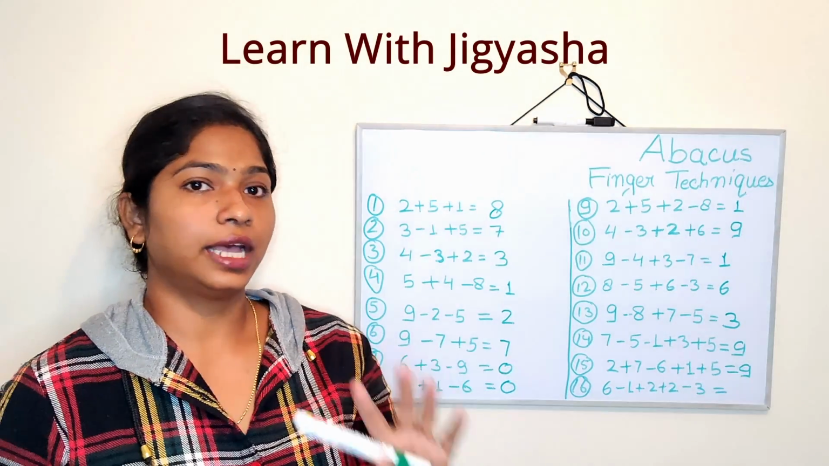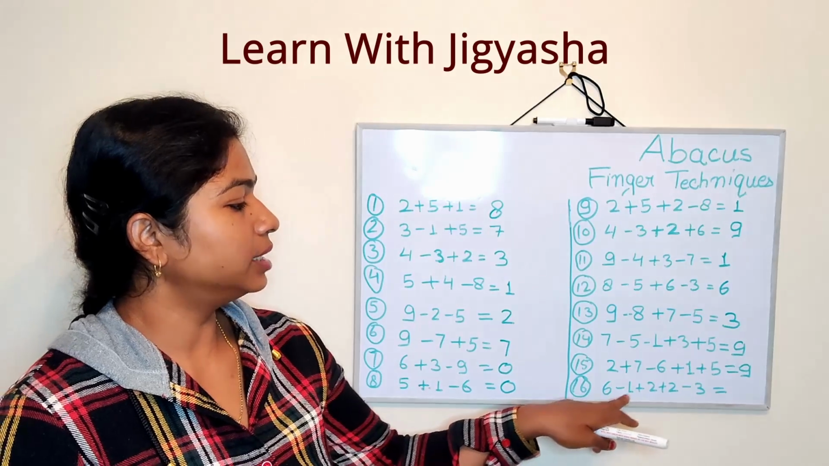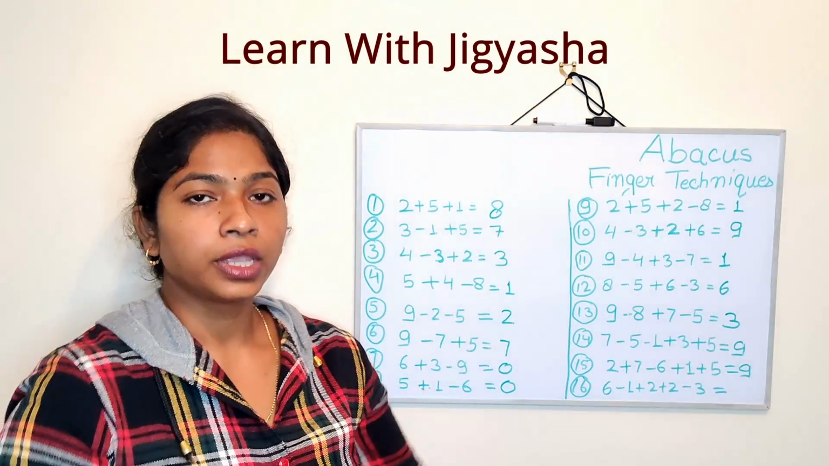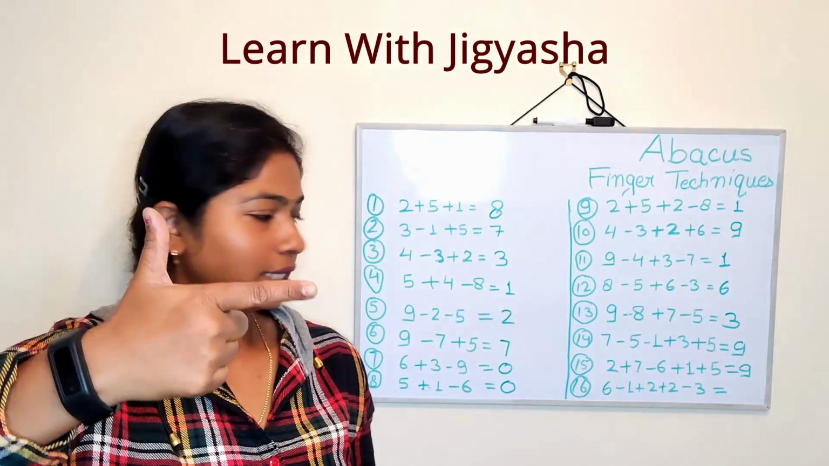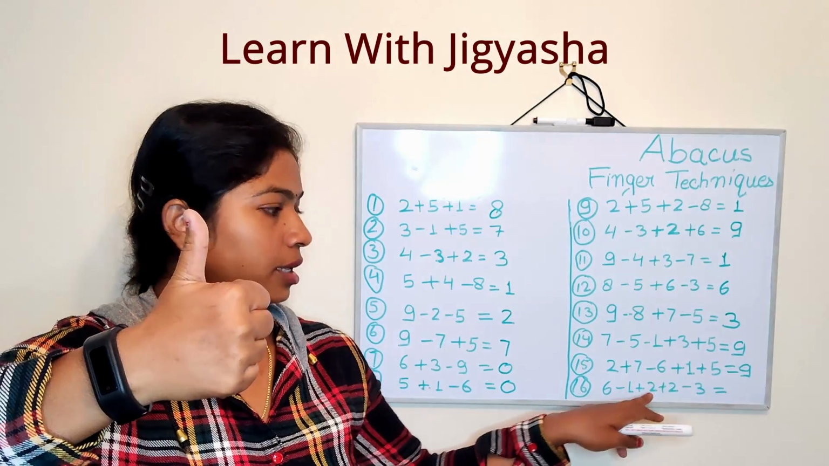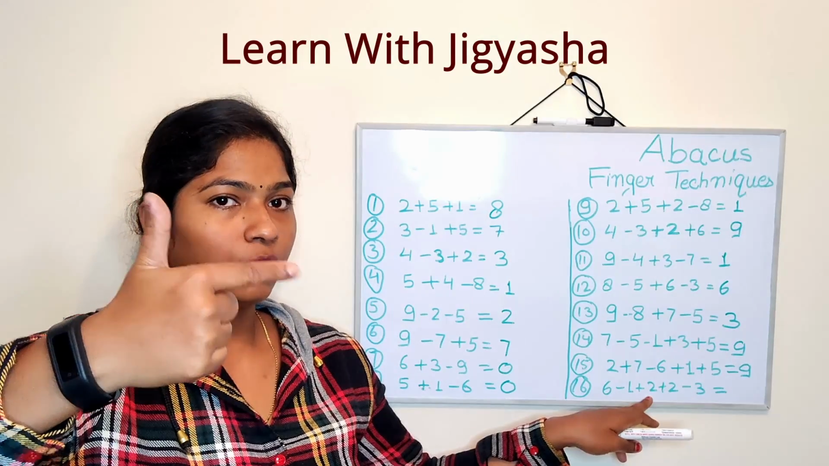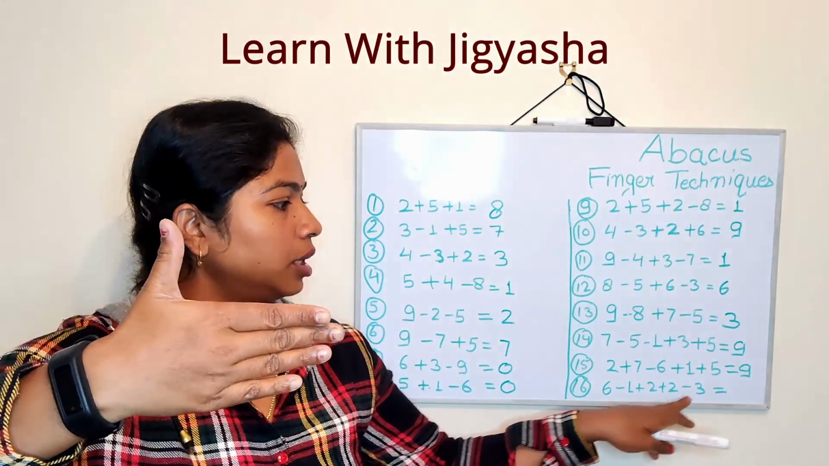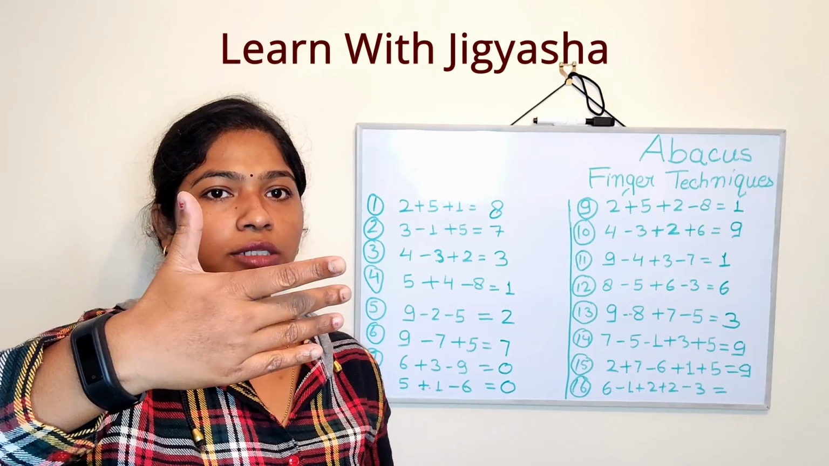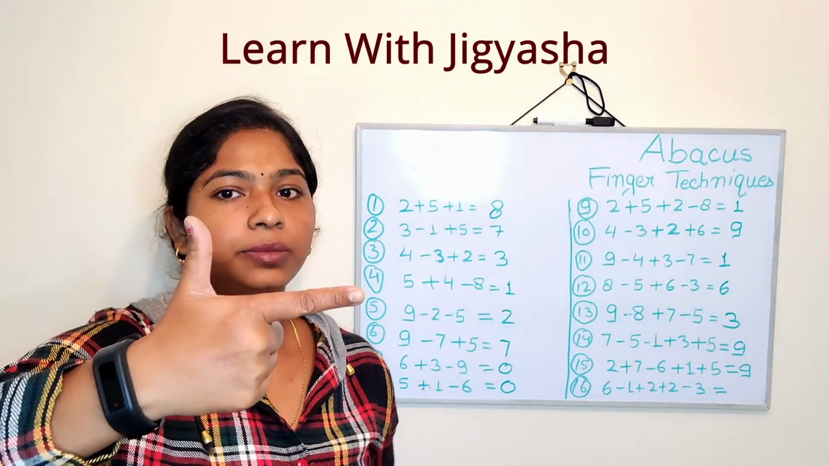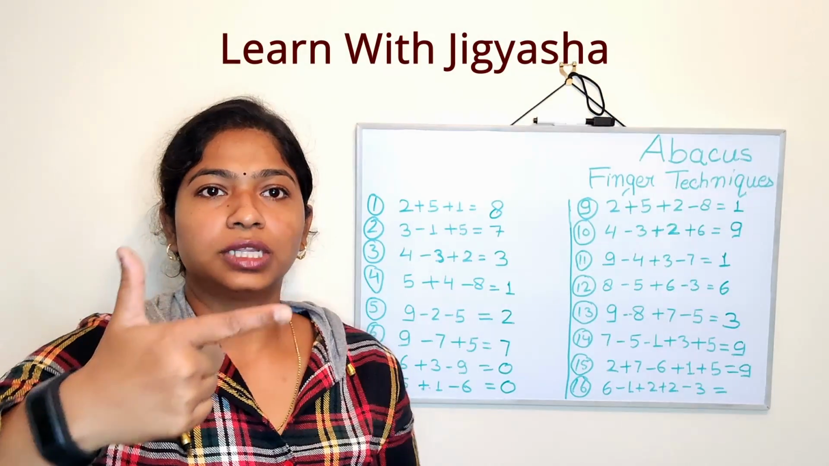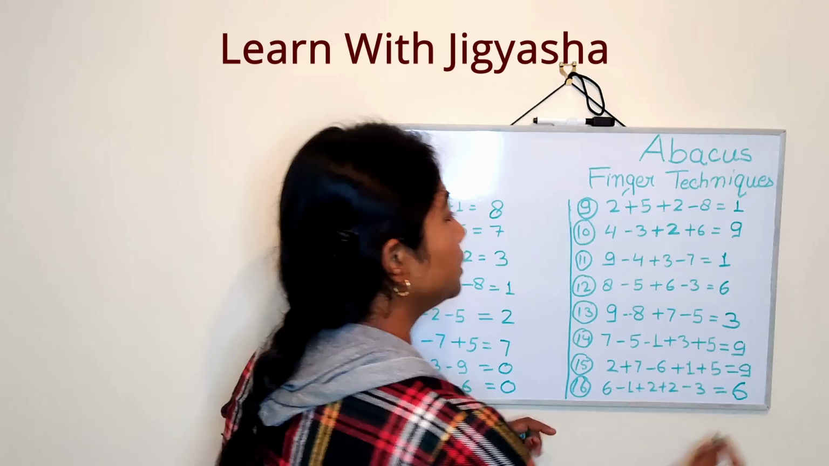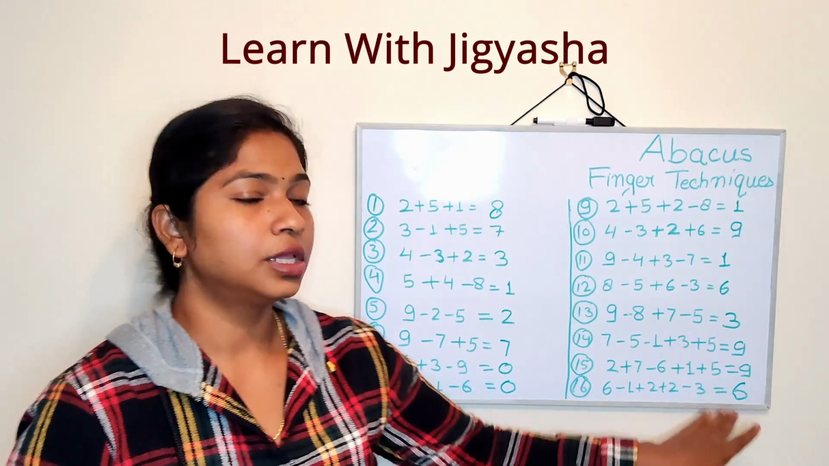Next. And the last question. 6 minus 1 plus 2 plus 2 minus 3. Okay. So, 5 and 6, this is 6, minus 1, plus 2, 1 and 2. So, plus 2, again plus 2, 1 and 2, now minus 3. So, this is 1, 2 and 3. So, what is remaining? 6, 5 and 6. So, what is the answer here? 6. So, I have written 6 here.